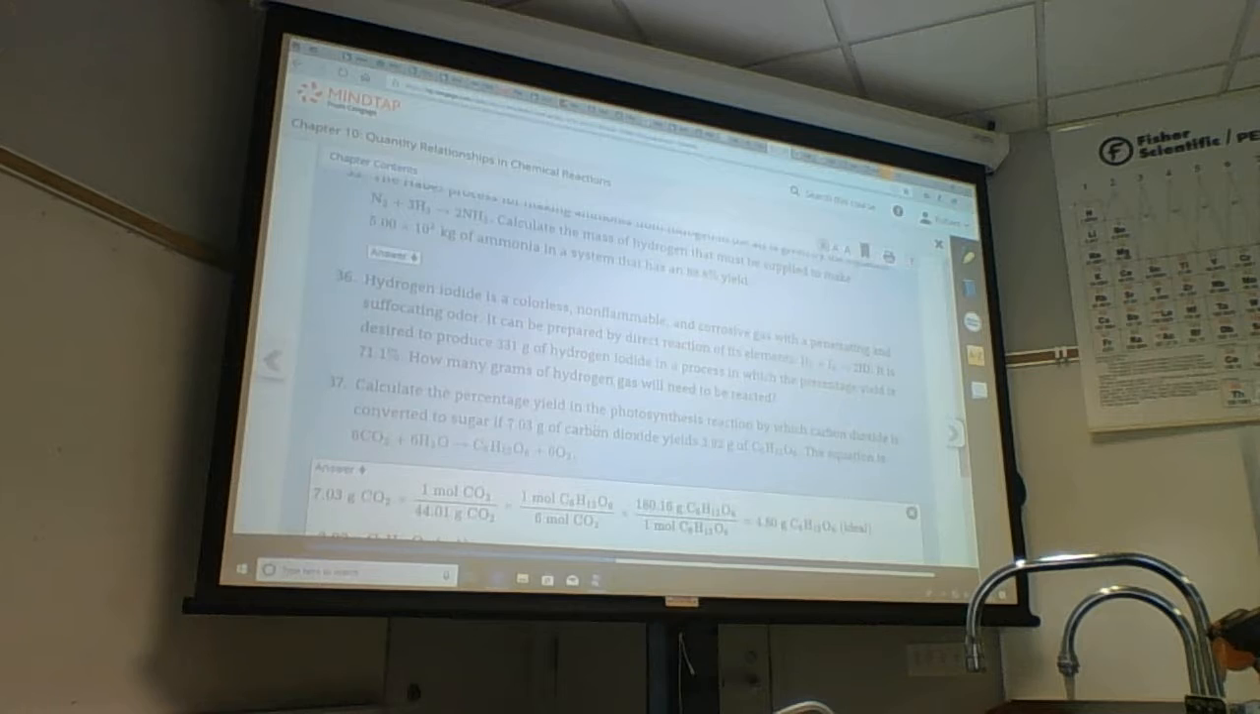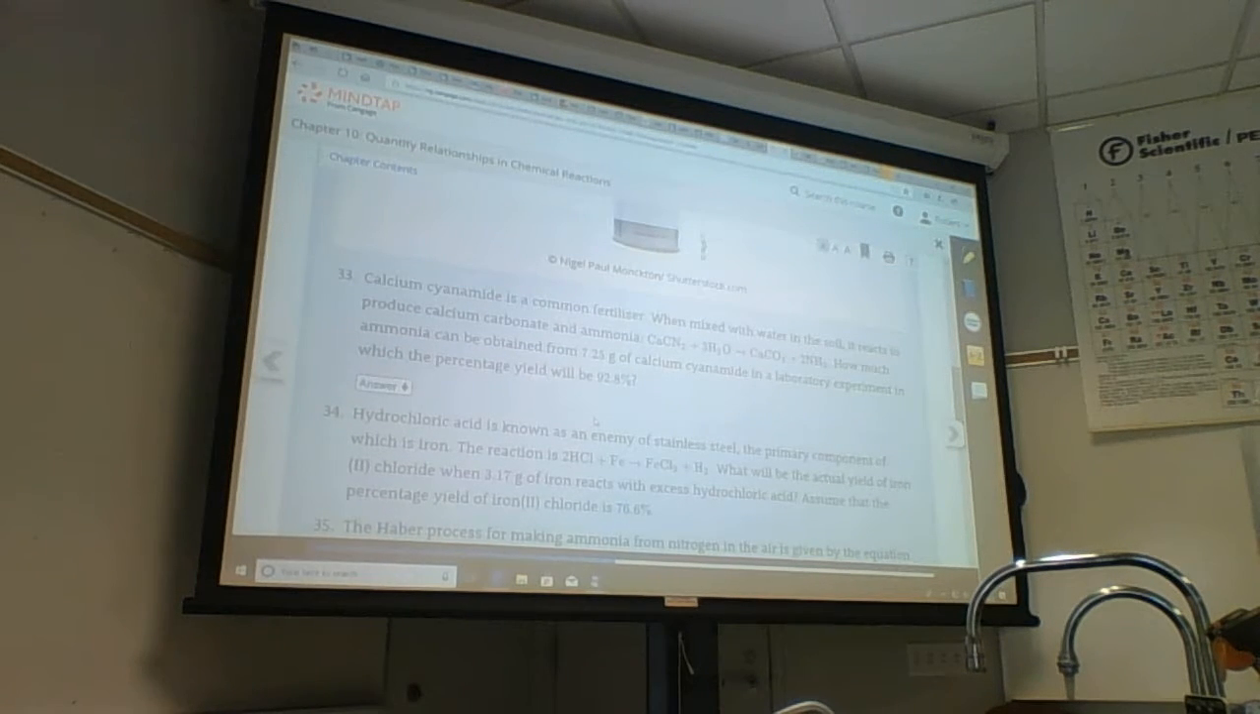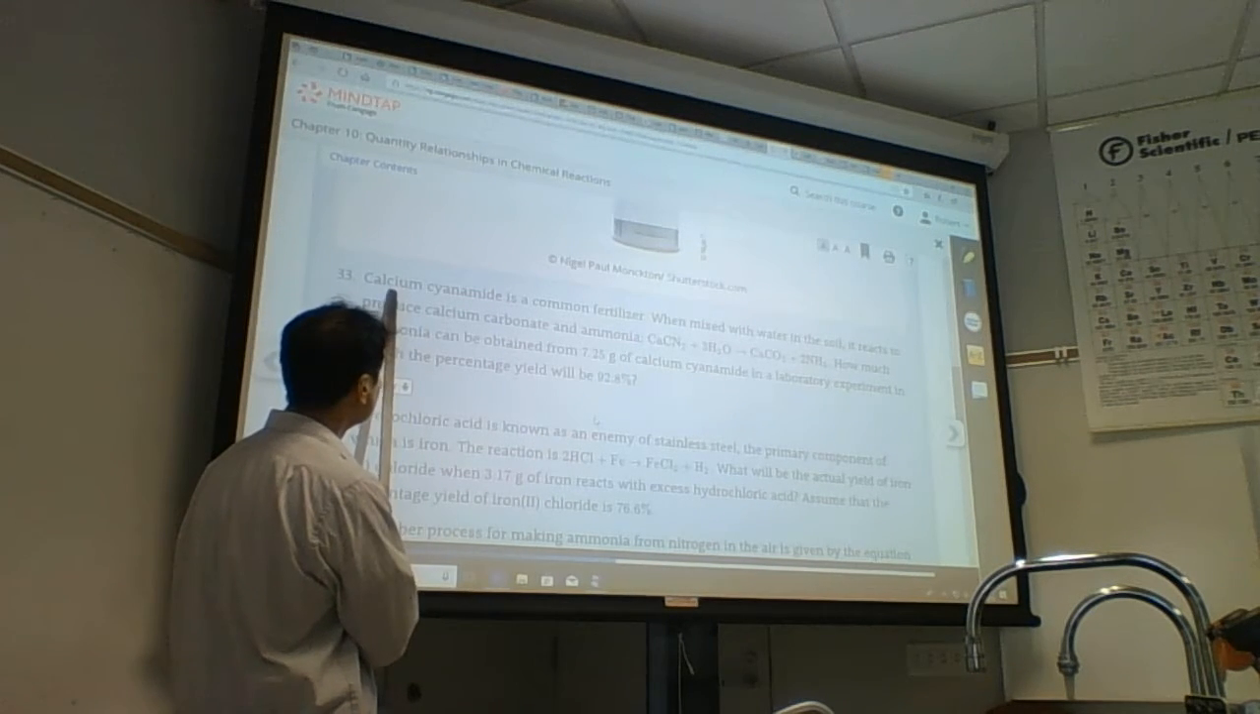And then how do we use it? We use percent yields in two ways. Let's take a look at the first way we use it. The first way we use it is based on how much product we get. And so let's look at this one.